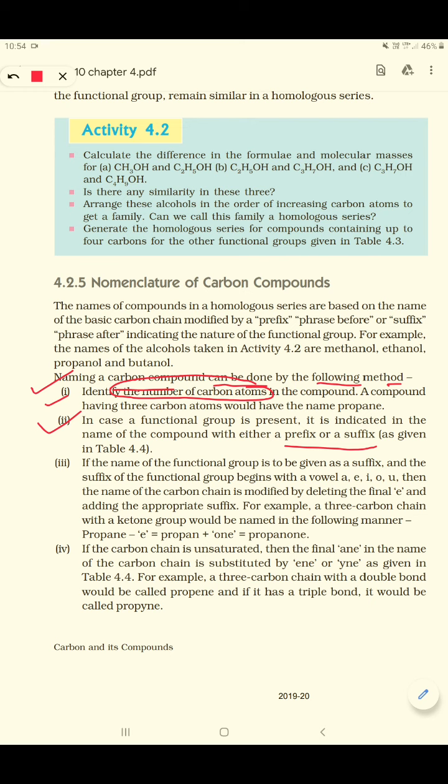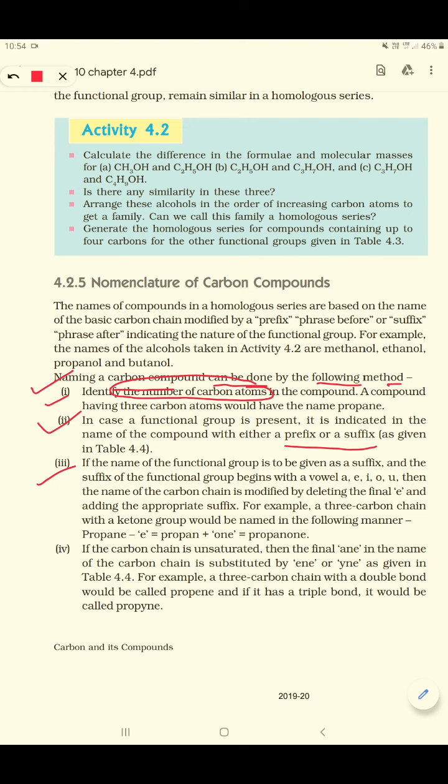Coming to the next point, if the functional group is given as a suffix and the suffix of the functional group begins with a vowel, that is A, E, I, O, U, then the name of the carbon chain is modified by deleting the final E and adding the appropriate suffix.